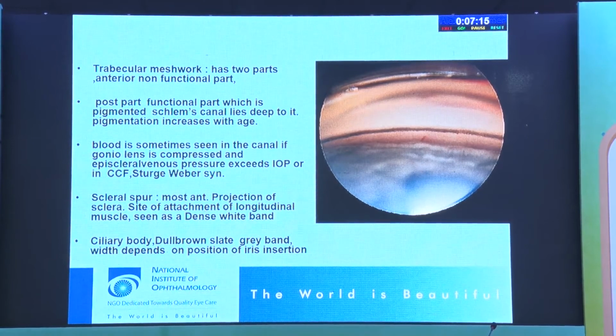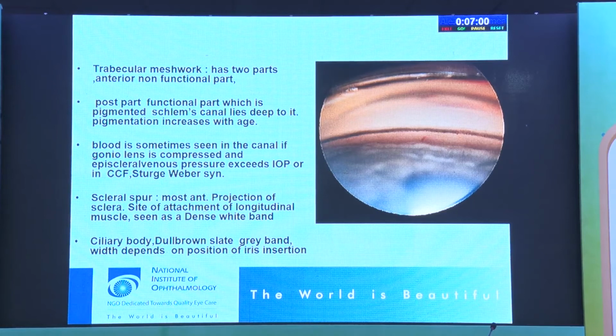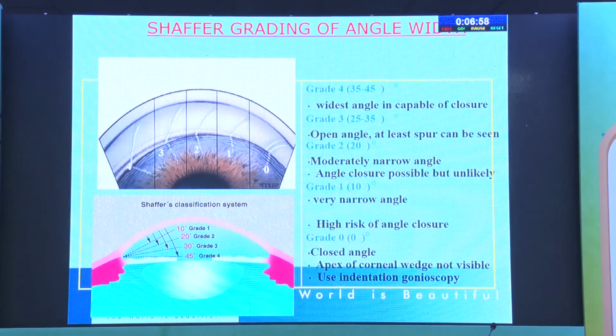Now the scleral spur, which is a whitish structure, is the anteriormost projection of sclera, the site of attachment of the longitudinal muscles of the ciliary body, and it is seen as a dense white band. One very important landmark is the scleral spur. Ciliary body is a dull brown slate grey band. Width depends on the position of iris insertion.